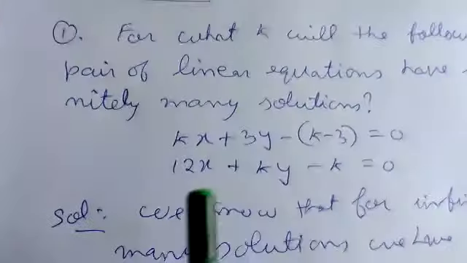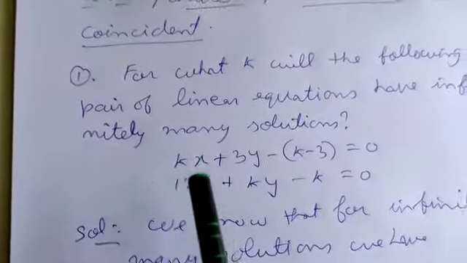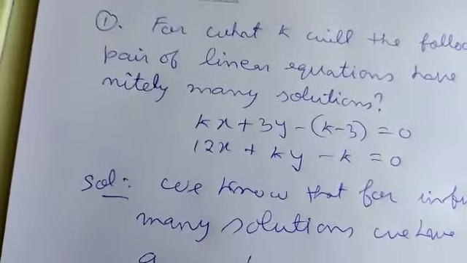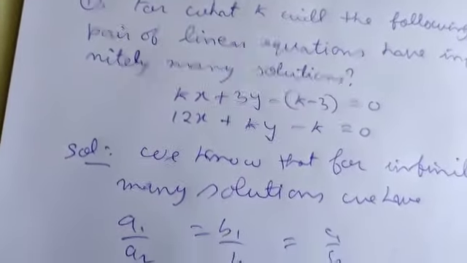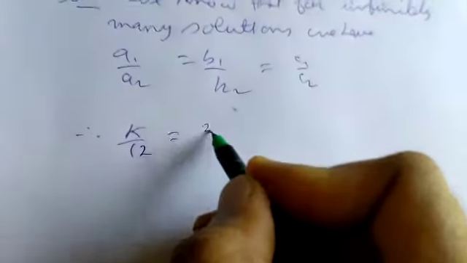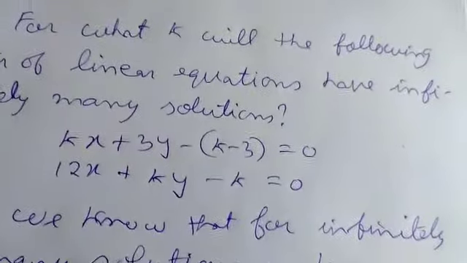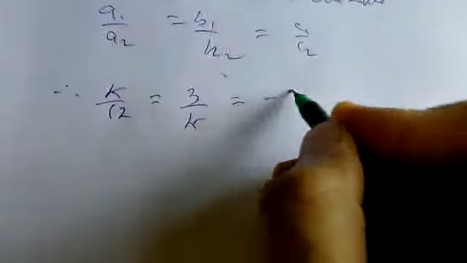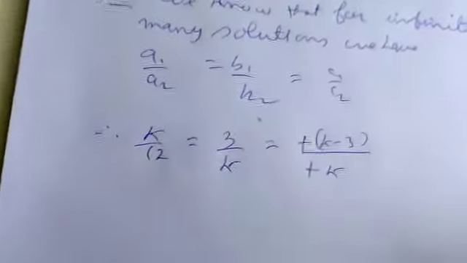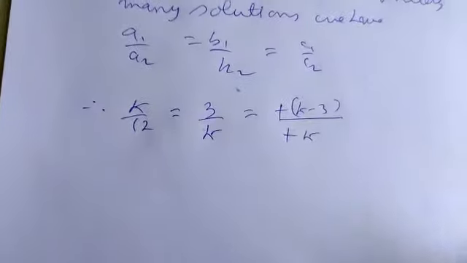Therefore, now a1 by a2 are the coefficients of x in equation number 1 and 2. So k by 12. Therefore, k by 12 is equal to b1 by b2. They are the coefficients of y in both the equations. So 3 and k, 3 by k equal to c1 by c2. They are the constants. So minus k minus 3 over minus k. So minus minus cancel out. So this is a1 by a2 equal to b1 by b2 equal to c1 by c2.